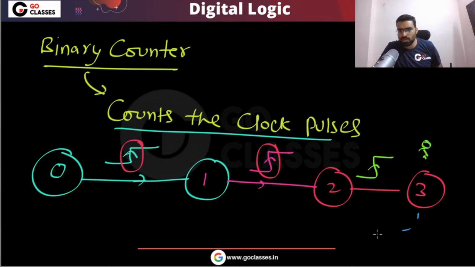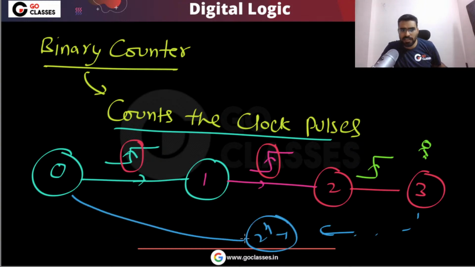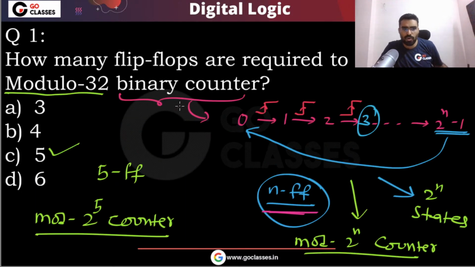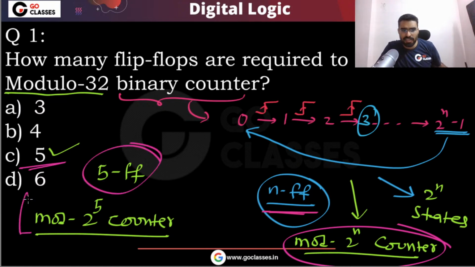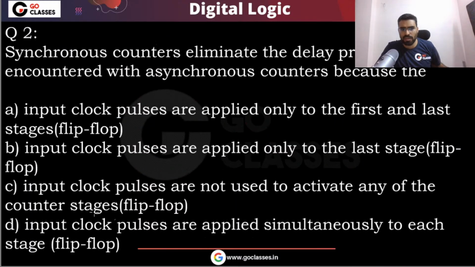Like this, and so on, and then finally 2 power n minus 1, and then again it will go to state 0. So this is called a modulo 2 power n counter. Very simple. So for this question the answer will be 5. Using 5 flip-flops you can create a modulo 2 power 5 binary counter. Okay, let's move on.